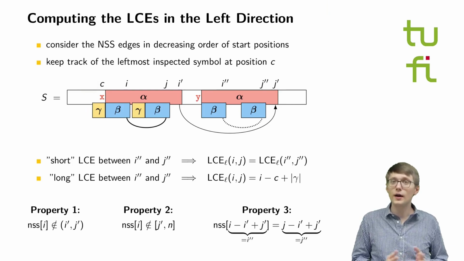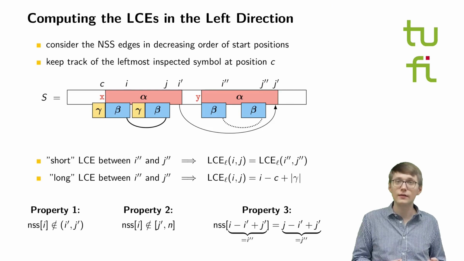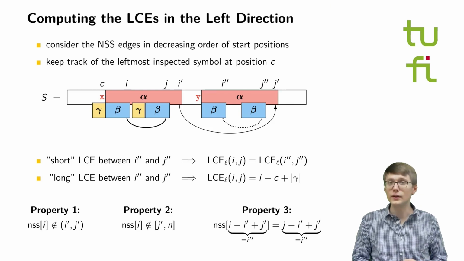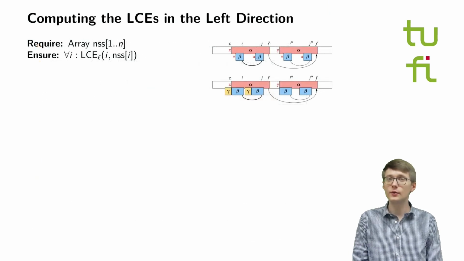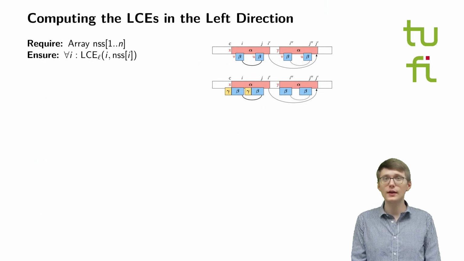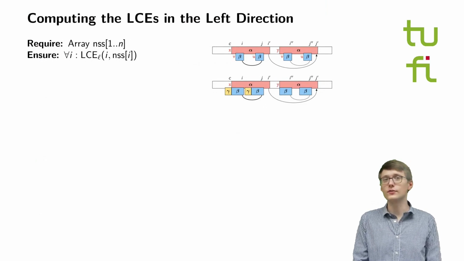This is the argument why our algorithm takes linear time, because whenever we do such a scan, we only scan each text position once. The following algorithm summarizes our strategy. It takes the array of all next smaller suffix edges as input and computes all left longest common extensions.